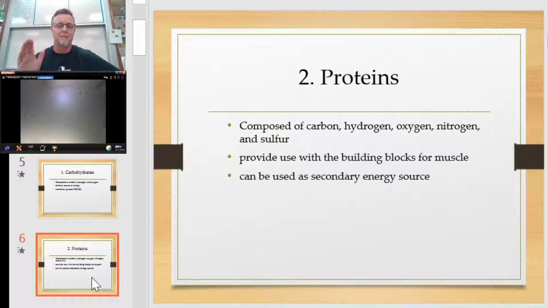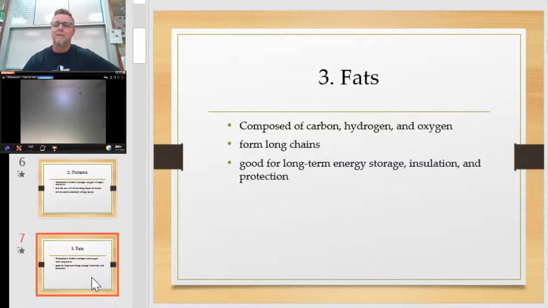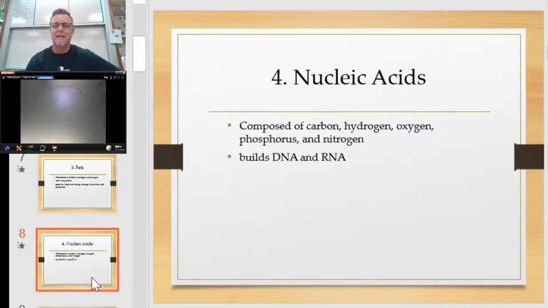Notice again, I call them organic, and the first atom on the list that makes these organic compounds up is carbon. Next one, fats, composed of carbon, hydrogen, oxygen. Fats are good for long-term energy storage and insulation. Definitely something that all living things have to have. Nucleic acids, DNA and RNA, found in all living things, right? Carbon, hydrogen, oxygen, phosphorus, nitrogen, those are the atoms that make up nucleic acids.